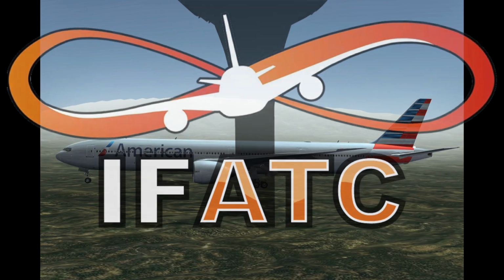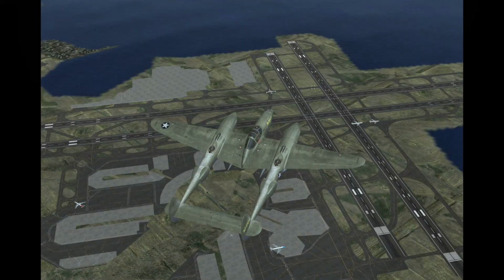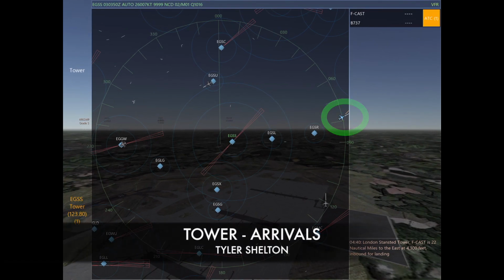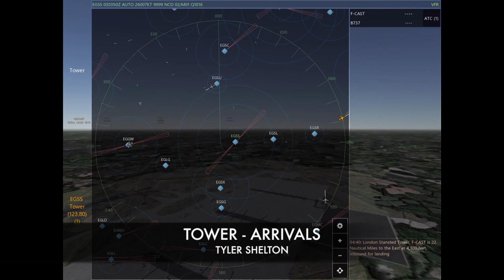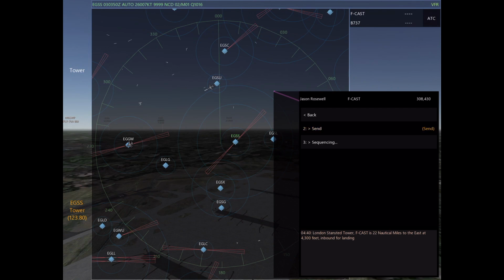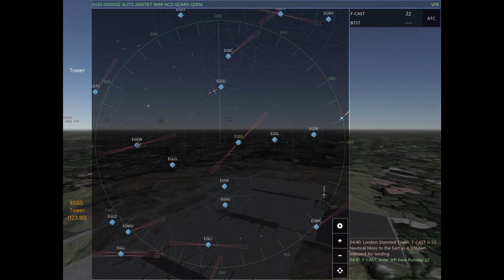Thanks for joining part 2 of our tower tutorial, where today we're going to talk about arrivals, transitions, and flight of 2. So to start this session, we have Foxtrot Charlie Alpha Sierra Tango on the right side of your screen. He's inbound for landing, so we're going to go ahead and tell him to enter a left base for runway 22. Now, he does not require a sequence because he's the only person that we're talking to, and at this time he's number 1 to the airport.